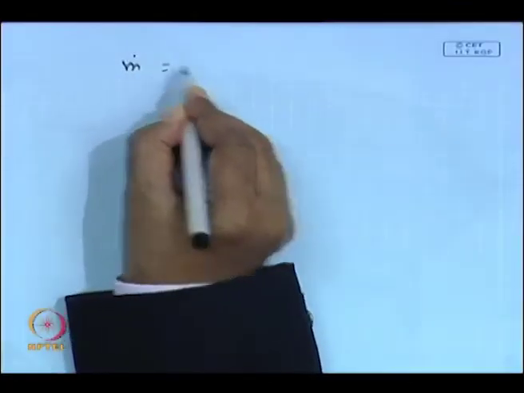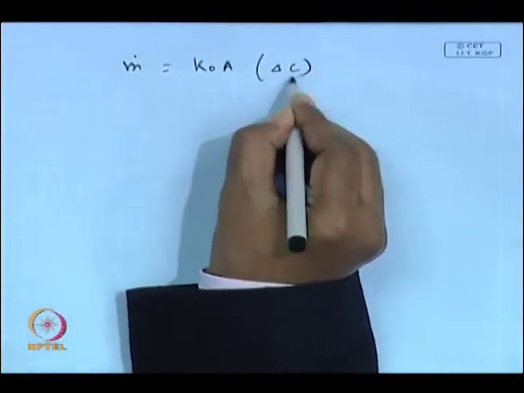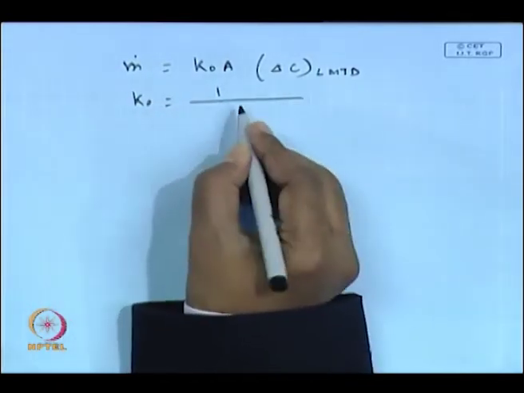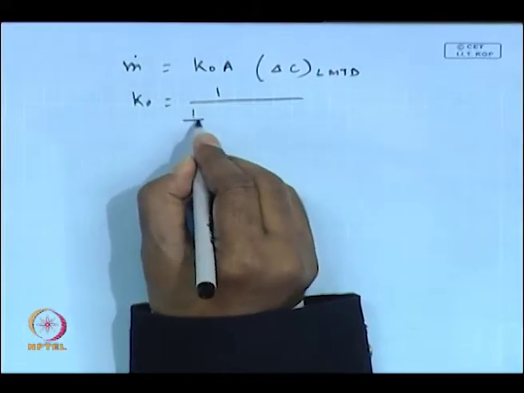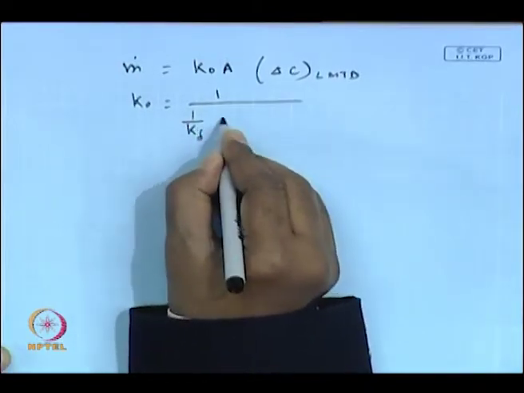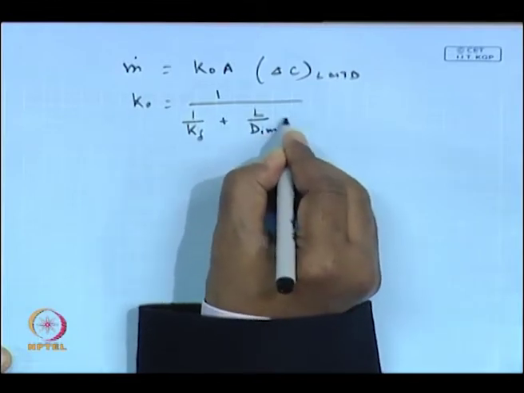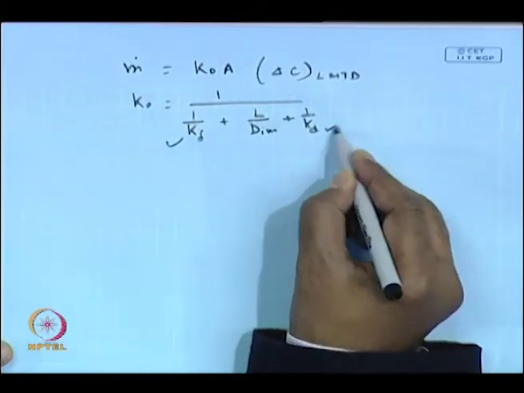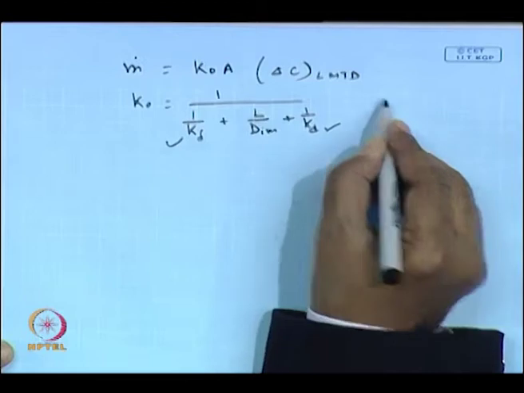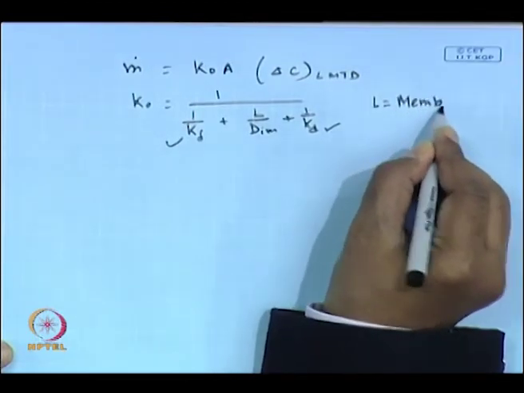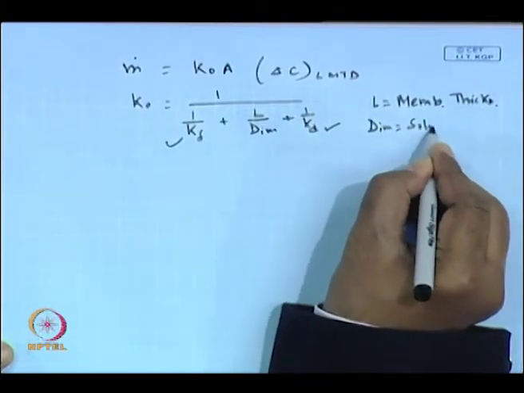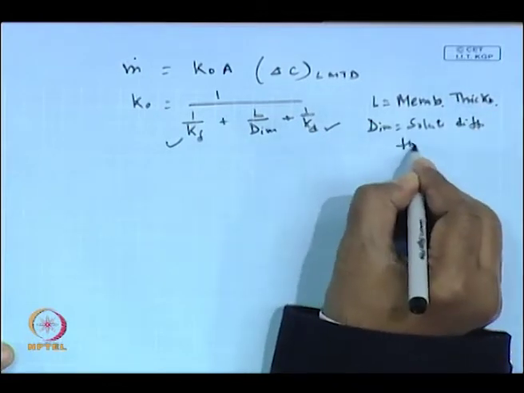Okay. So, we can write that m dot will be nothing but K0 times A delta C LMTD, and the value of K0, the overall mass transfer coefficient, will be 1 over Kf plus L over DIM plus 1 over Kd. We know how to estimate the mass transfer coefficient in the feed side, how to estimate the mass transfer coefficient in the dialysate side, and L is the membrane thickness and DIM is the solute diffusivity through the membrane.